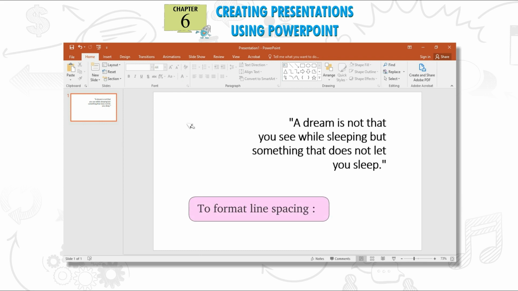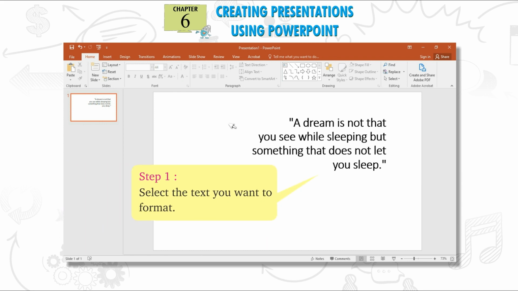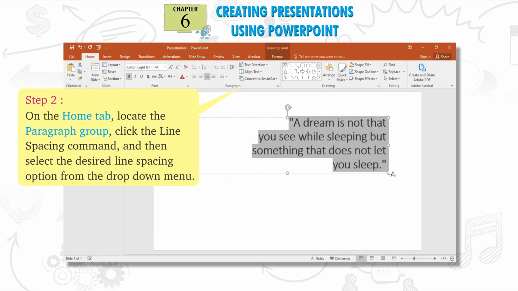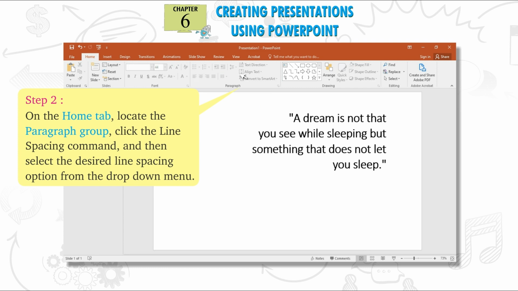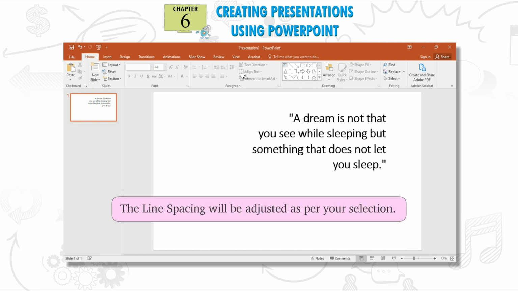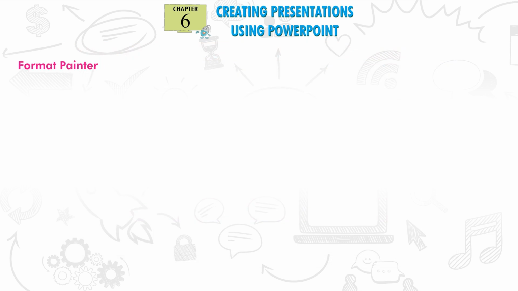To format line spacing, Step 1. Select the text you want to format. Step 2. On the Home tab, locate the paragraph group, click the line spacing command, and then select the desired line spacing option from the drop-down menu. The line spacing will be adjusted as per your selection.